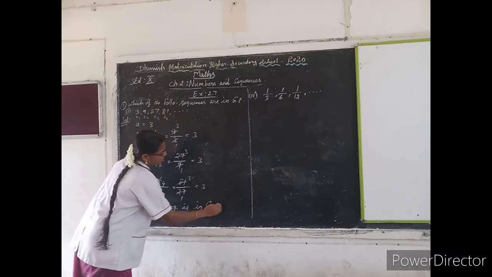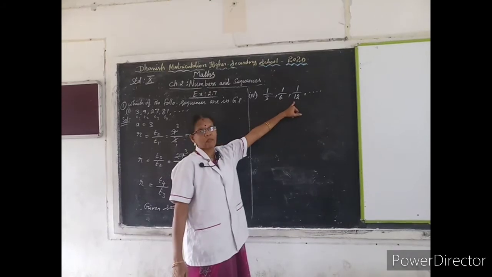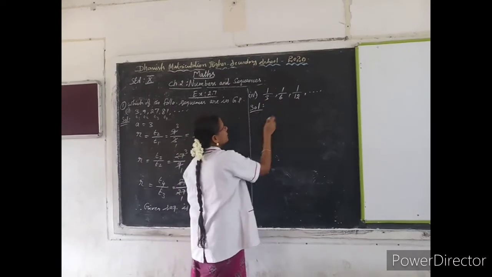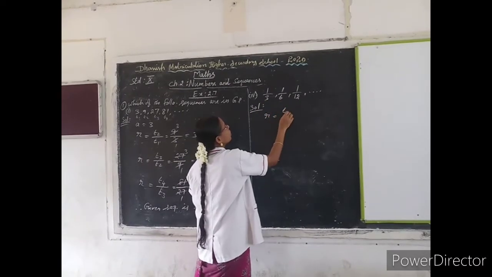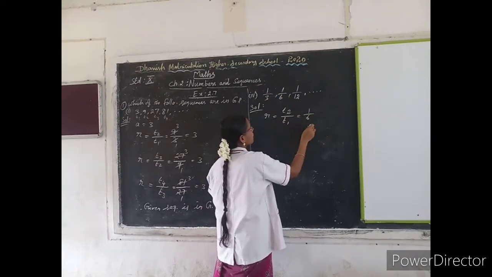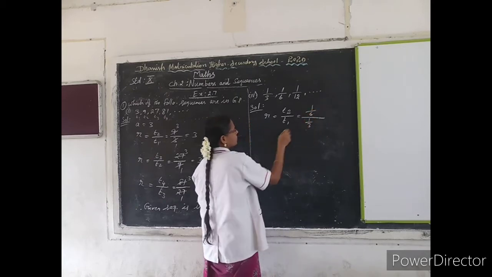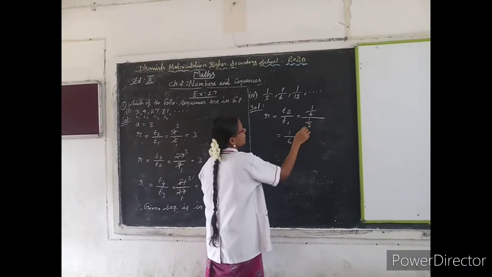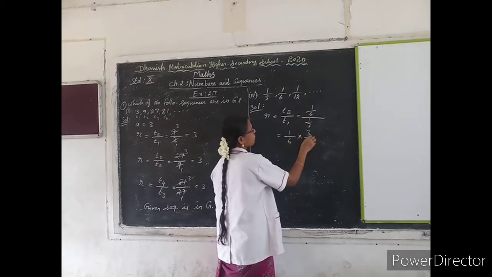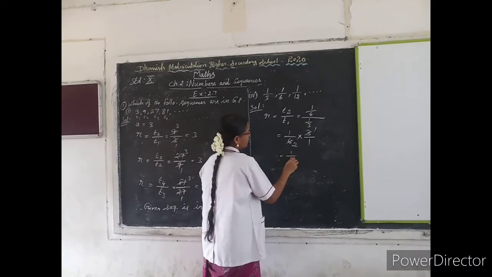Now, fourth subdivision: 1 by 3, 1 by 6, 1 by 12, etc. So here also this is the first term, second term, third term. R is T2 by T1, that is 1 by 6 divided by 1 by 3. So first rearrange this: for a fraction in the denominator, put the reciprocal of that fraction. So 3 by 1. Now cancel by 3 table. Answer is 1 by 2.